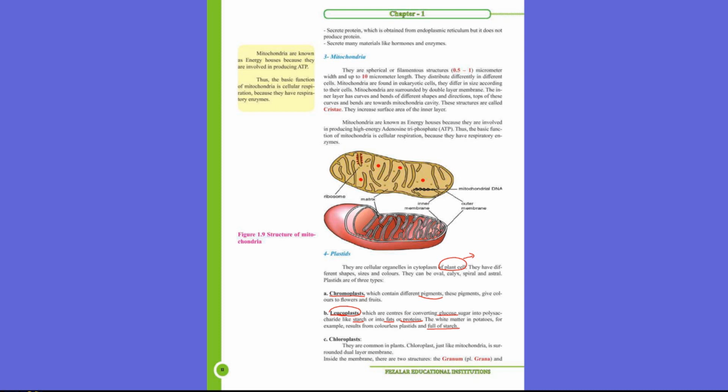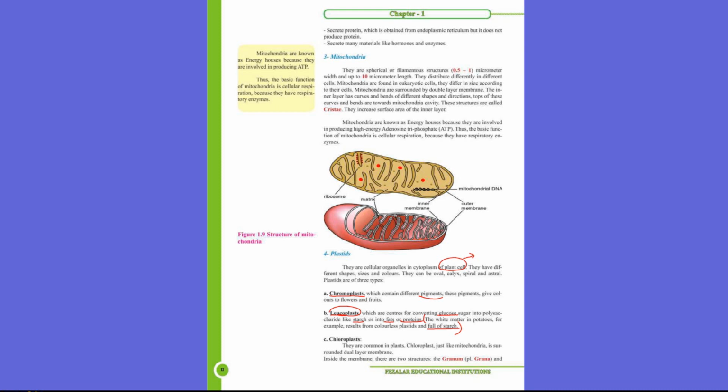The white matter in potato, for example, results from colorless plastids full of starch, and it's a ministry exam question asked before. The white color of the potato, what causes it, explain. It's about what? About starch stored in leucoplasts.